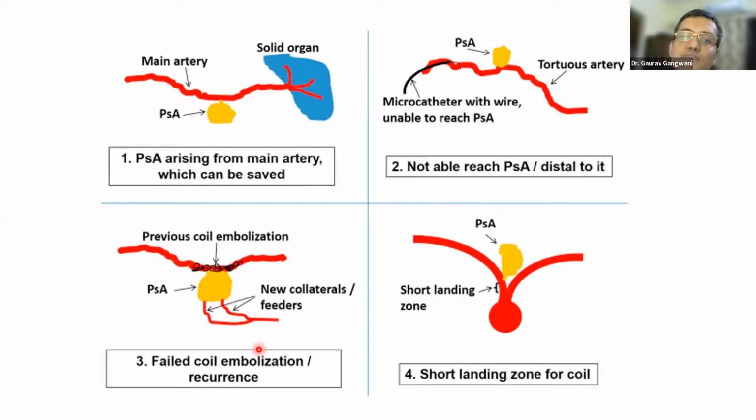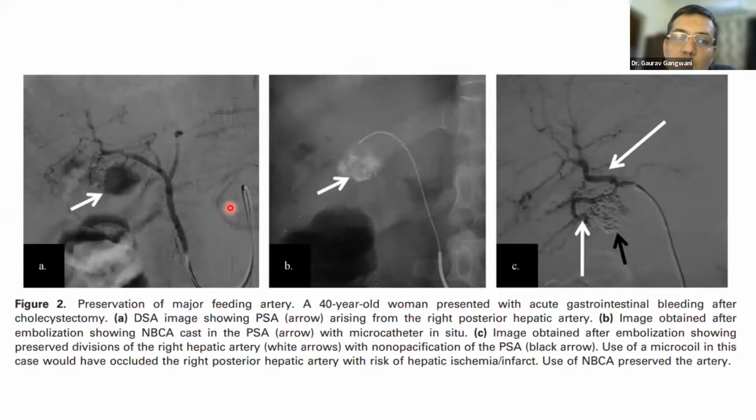Then what do you do? Third case, you have coiled back door to front door, but the aneurysm has picked up new collaterals through its fundus or through alternate collaterals, and that's why the aneurysm is still growing and picking up flow. And finally, the landing zone is so short that you cannot deploy a coil there. So these are practical issues, and they navigated and troubleshot all of these issues with glue.